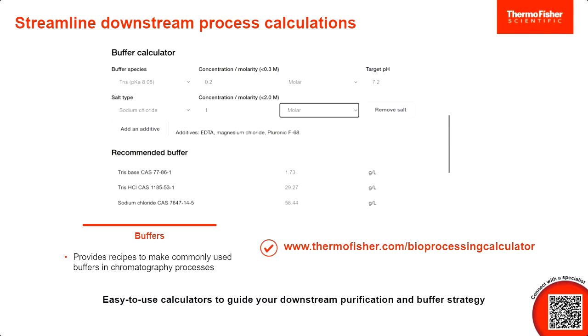This is critical not only for consistent purification performance, but also during buffer screening, when evaluating multiple conditions to optimize your process. Using this tool, you can rapidly generate standardized buffer recipes, accelerating process development and minimizing variability from the start. Now, I will hand it over to my colleague Chantal, who will walk you through additional process calculators that can support your purification toolkit.